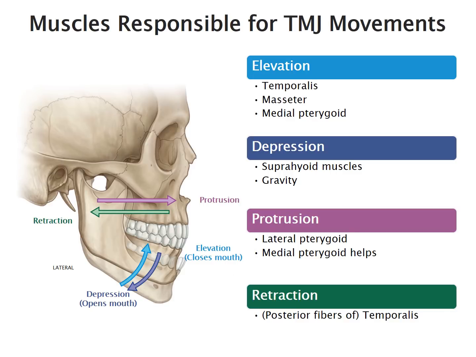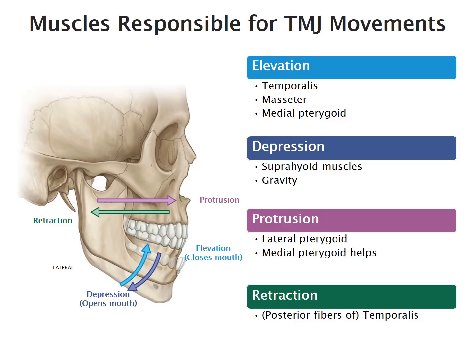This slide reinforces the main movements of the mandible at the temporomandibular joint. Notice that on this slide we also have the muscles associated with each movement. For example, elevation of the mandible is accomplished mostly through the temporalis muscle, the masseter muscle, and the medial pterygoid. We'll see these muscles in just a moment. Depression is accomplished by both gravity and the suprahyoid muscles.